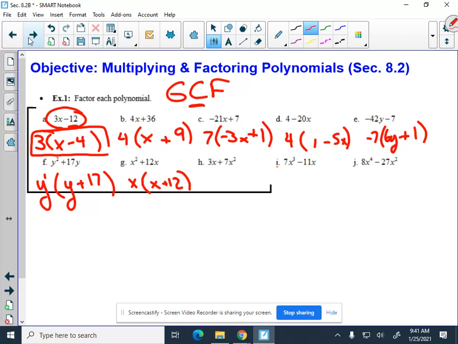Now this next one. Now it's got numbers on both. There's no numbers that will go into 3 and 7, but I still can pull out an x from both. X times 3 would be 3x. X times 7x would be 7x squared.